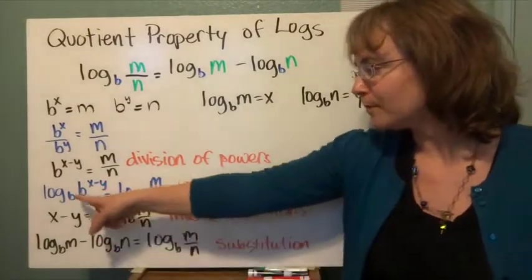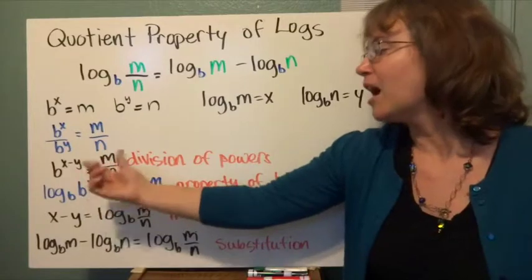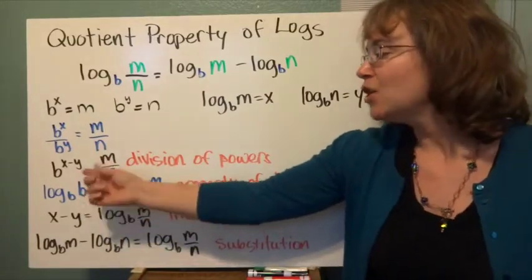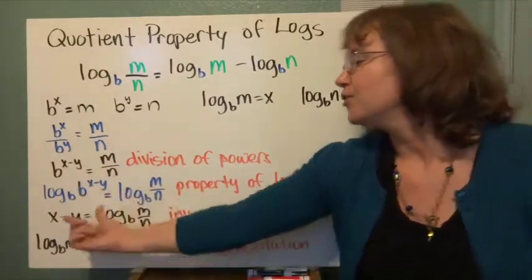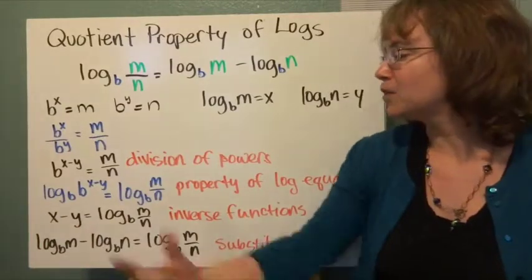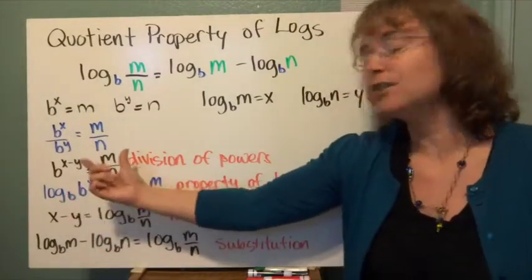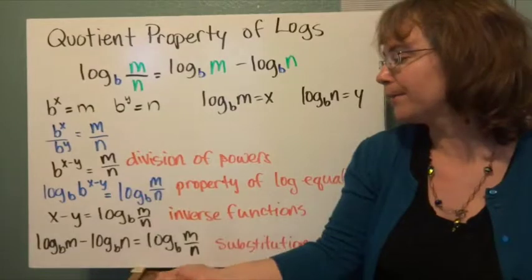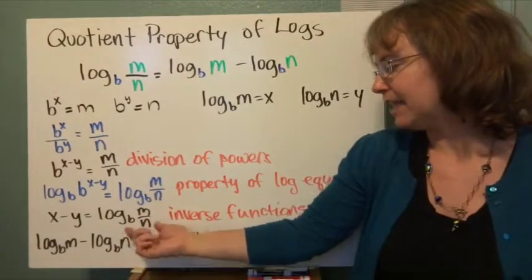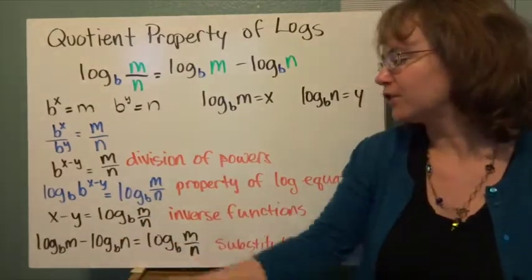So log base b of b to the x minus y, those are inverses of each other. So that gives me just x minus y. Log to the base b of b to a power is just that power. This one I just left the same. So that's because they're inverse functions.